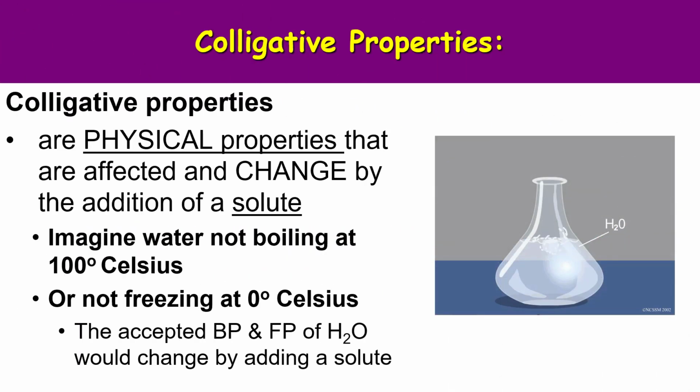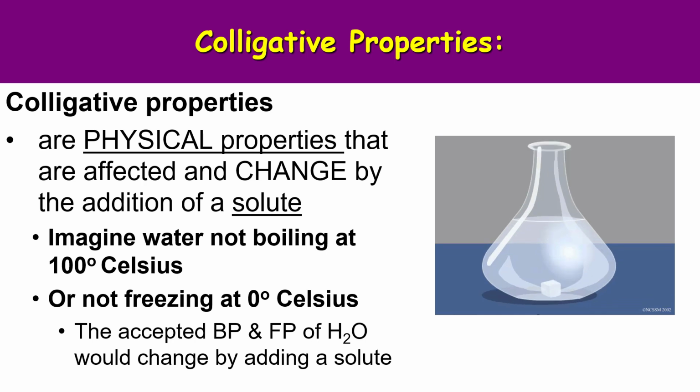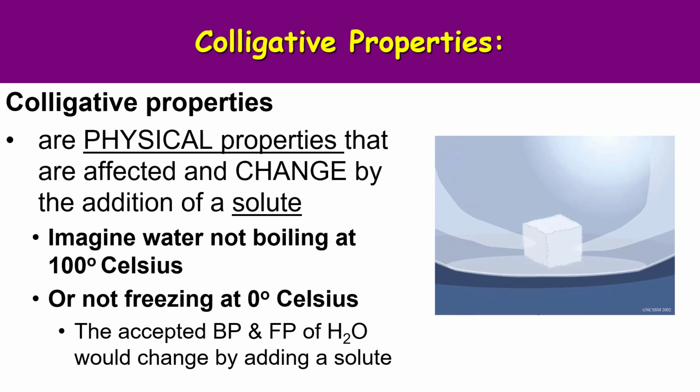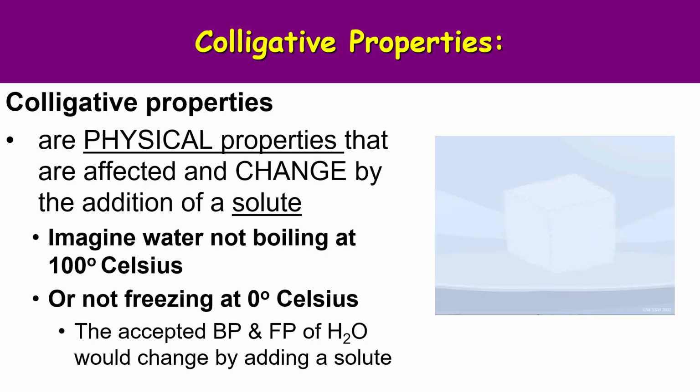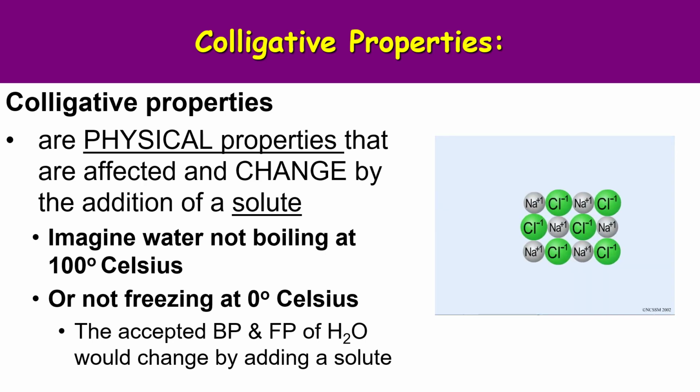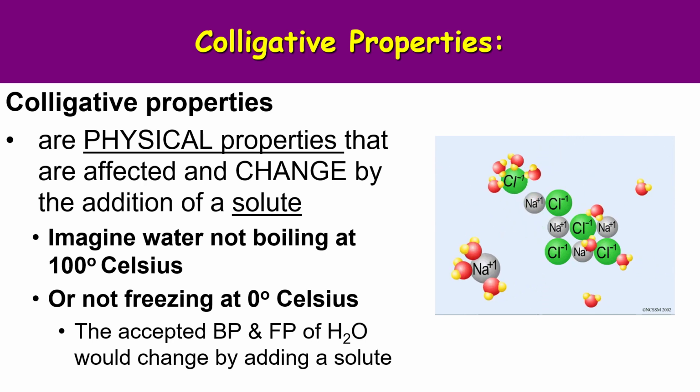I bet you are wondering what a colligative property actually is. Simply put, a colligative property is any property of matter that is affected and changed by the addition of a non-volatile solute. Non-volatile means something that will not evaporate easily. On the right-hand side of the screen, we are watching sodium chloride dissolve in water. So the solute here is sodium chloride.